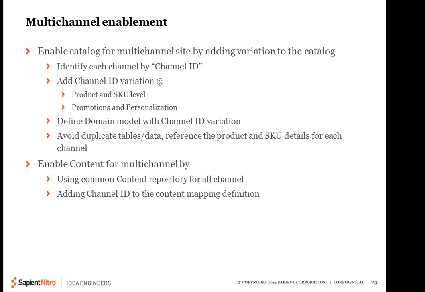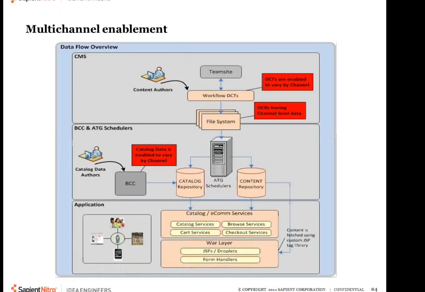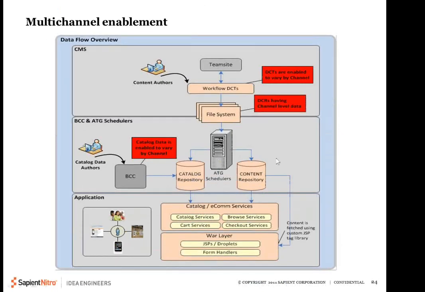Each of your content mapping definitions adds a channel ID to it, so that you know this content is mapped to this channel. If I have to show the picture of the presentation, this is an ATG related slide, where you see the catalog data is enabled to vary by channel. In the BCC, while you provision, make sure that when you deploy the product or the catalog, you add a channel variation to that product catalog.